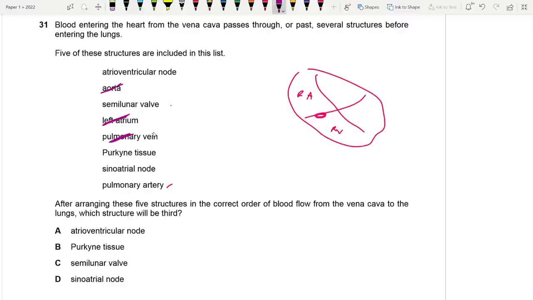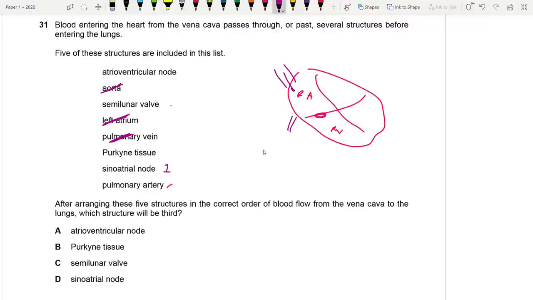But what's important here is that we have some conductive tissue of the heart that actually produces the impulses. So what's the first thing that you're going to pass as the blood passes through the superior vena cava? Basically, in the right atrium, we know that we have the SA, the sinoatrial node. This is number 1.